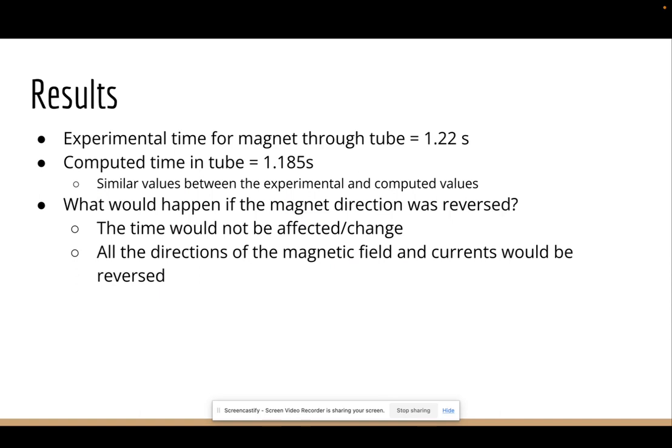And our results again, our experimental time for the magnet through the tube was 1.22 seconds, and our computed time in the tube was 1.185 seconds. Here we can see that we have values really similar to each other, which is a good indication that we did it correctly. What would happen if the magnet direction was reversed? The time would not be affected, but all the directions of the magnetic field and currents would be reversed.